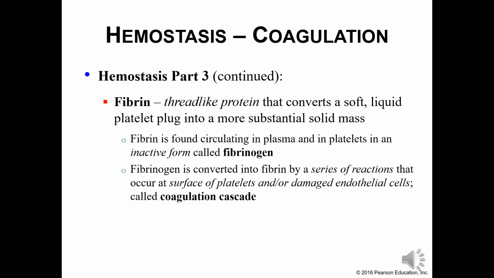Fibrin is a thread-like protein that converts a soft liquid platelet plug into a more substantial solid mass. Remember, fibrin is found circulating in the plasma as fibrinogen, which is the inactive form. Remember, OGEN always means it's the inactive form of the molecule. Fibrinogen then is converted into fibrin by a series of reactions that occurs at the surface of the platelet or the damaged endothelial cells of the vessel wall, and that's referred to as the coagulation cascade.